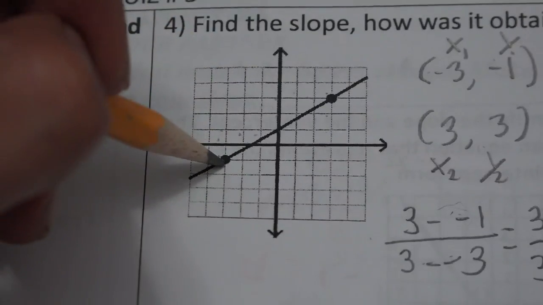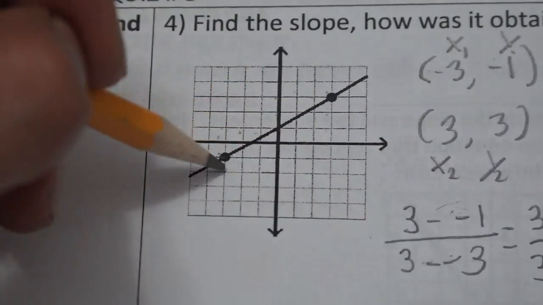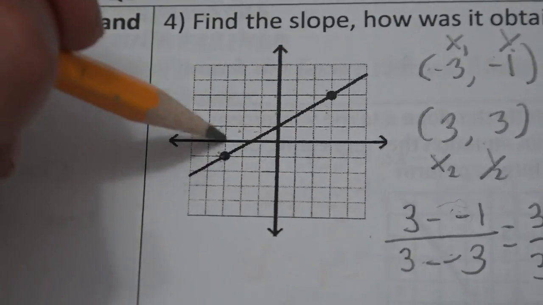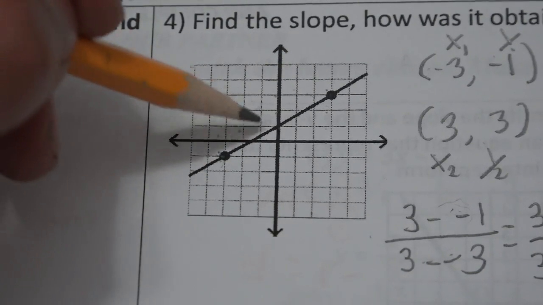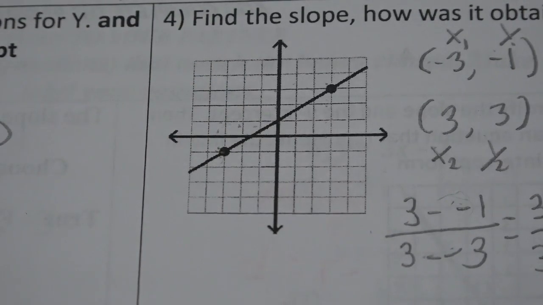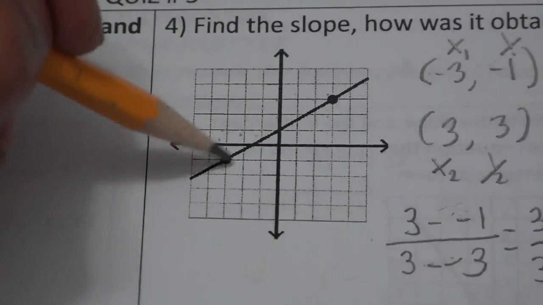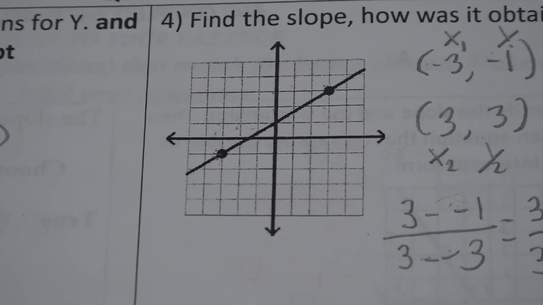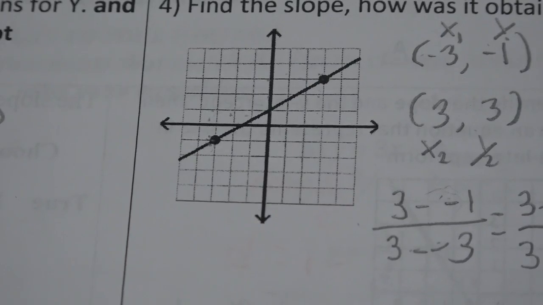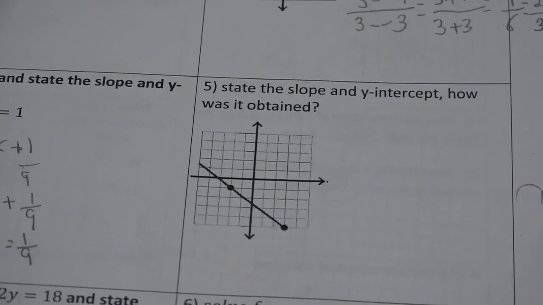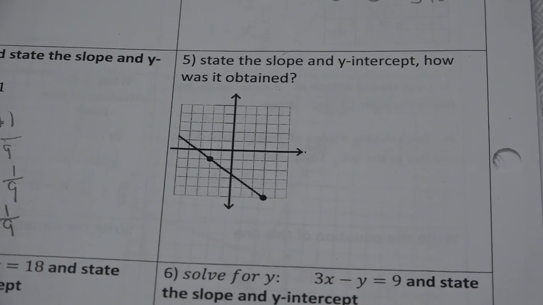I counted from one point to the other. I saw that the rise was 4, then the run was 6, and then I reduced the fraction, and in reality it was 2 over 3. Or I used the slope formula. I calculated what each coordinate was, and I figured out what the slope was. I mean, it really doesn't matter as long as you give the, what do you call that, a logic process. Yeah, that's it.